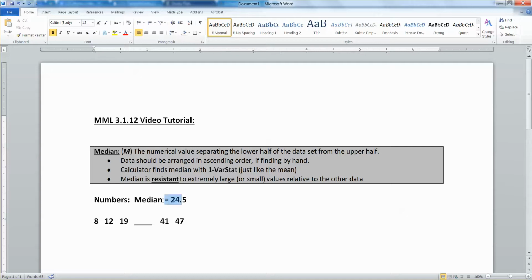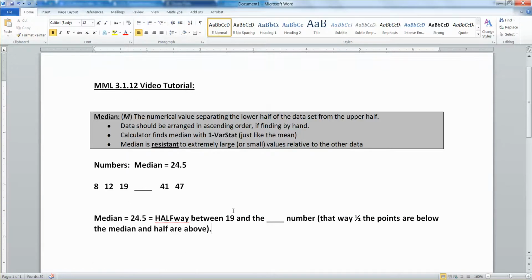All right, so the median is 24.5. We need a number. Well, let's just think about this. The median is going to be here in the middle. It's going to be the halfway spot between 19 and this number right here, because the median is the number that's in the center. So let me just type that up real quick. The median will be the halfway spot between 19 and the unknown blank number. That way, half the data points are below and half the data points are above the median.